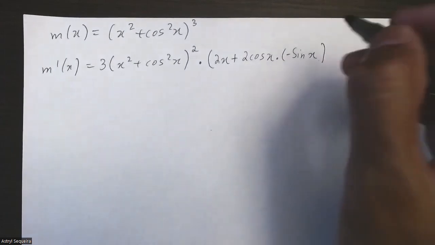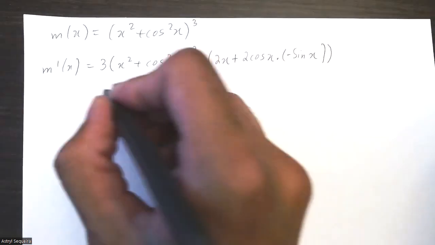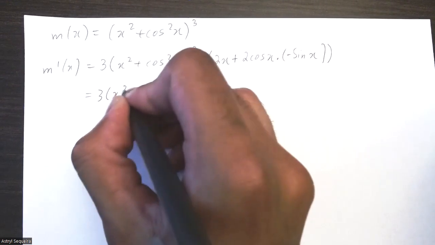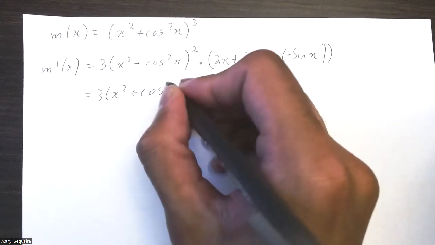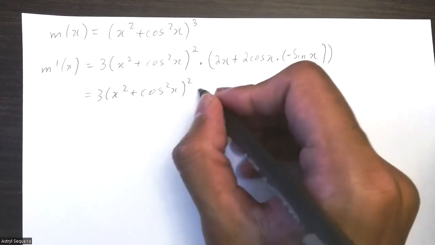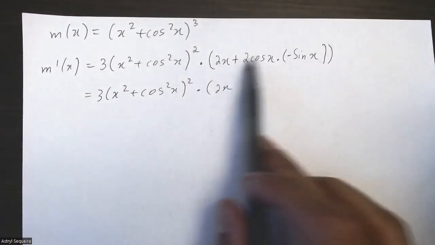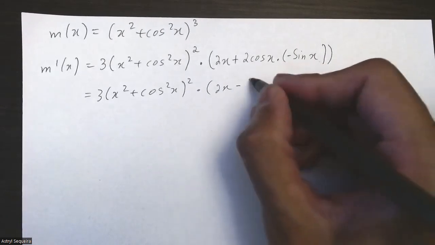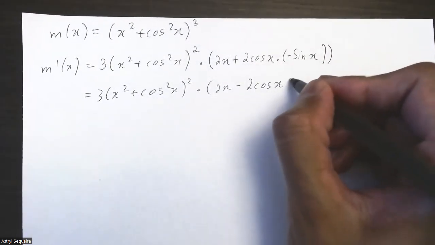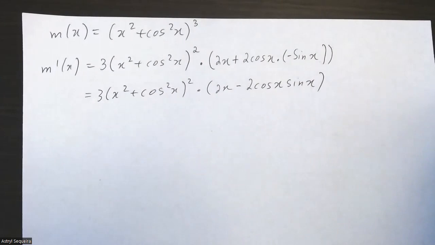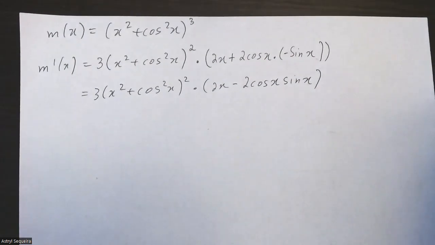And then we can simplify this one a little bit, not much simplification, honestly. x squared plus cos 2x squared times 2x. And here's where the simplification, positive times negative, just becomes negative 2 cos x sine x. And that is my final solution for this one.